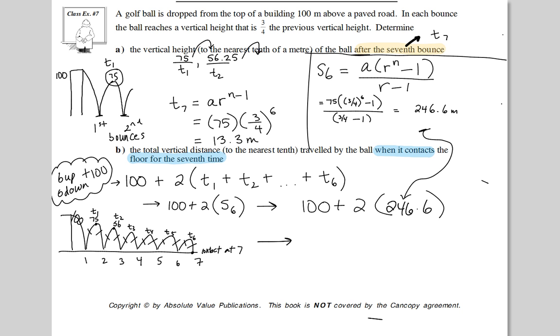So times that by 2 and add 100. So very doable if you can understand which term we're talking about, where do we start, contacting the ground, after a bounce, before the bounce. Those little details in the reading will make or break your solution.